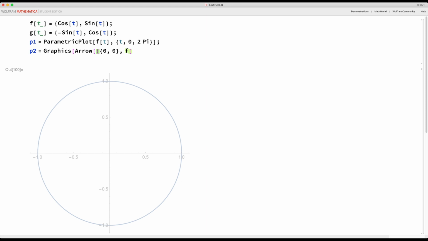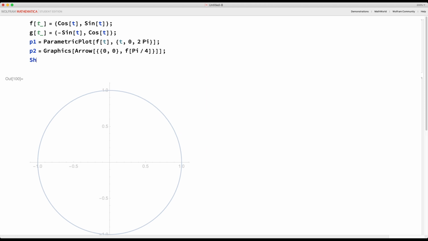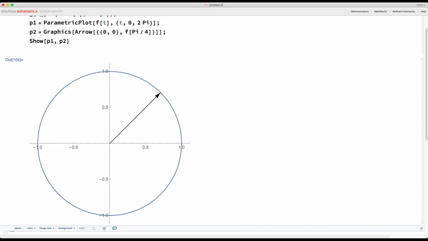Let me pick a point. So pick a value of t. Let me do just pi over 4. How about that? Okay. And now what I'm going to do is I'm going to show 1 and 2. Okay, so at pi over 4, where am I? I'm at 45 degrees, that makes sense, right? And where am I on the circle in my parameterization? I'm at the end of that little arrow.